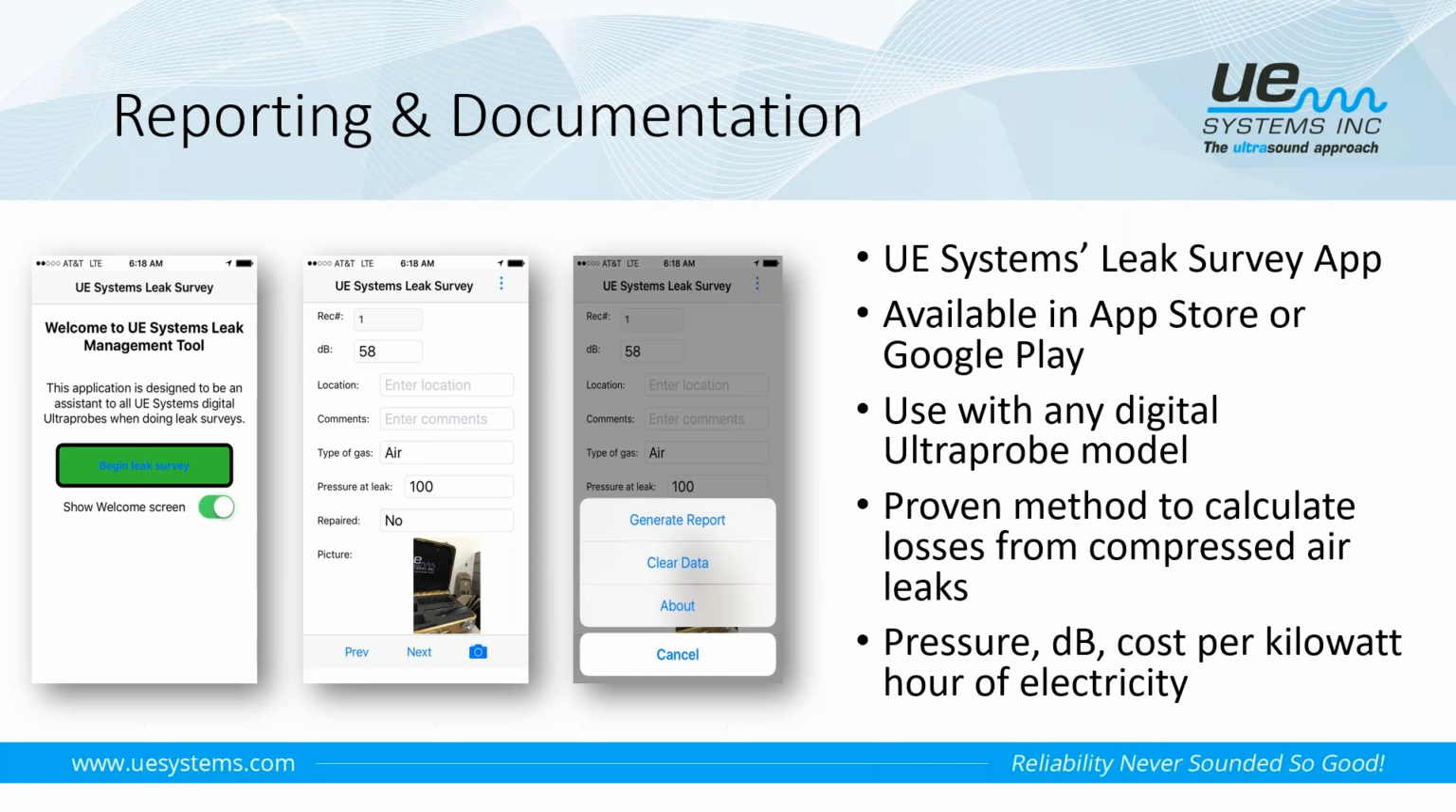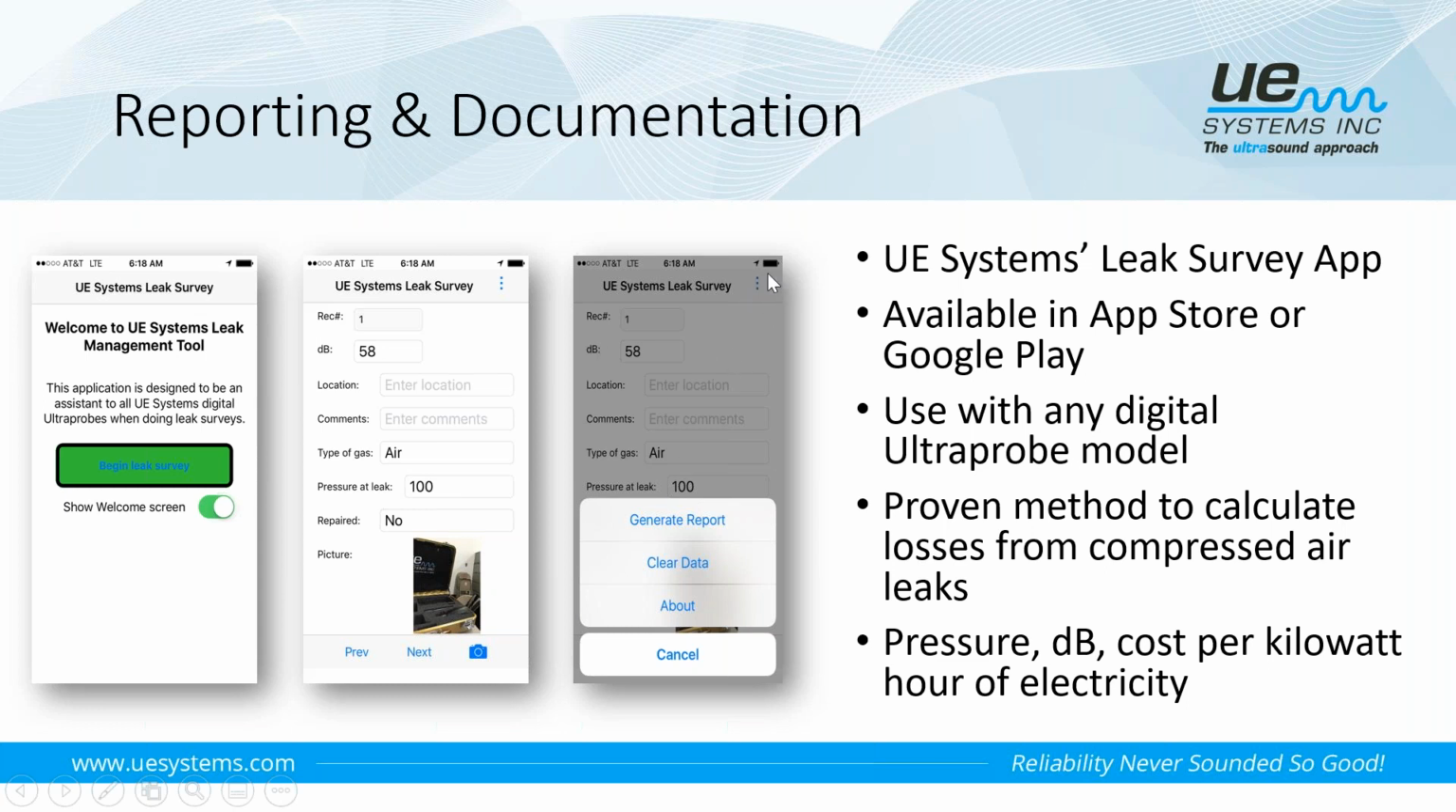So, for example, if you're using nitrogen, you would just rename "other" and call it nitrogen, and now you've got it set up for a different type of gas. We'll enter the pressure, ideally the pressure at the leak. The air may start out at, say, 110 psi, but where it's actually being used, it may be regulated down to 75 psi. So we would want to note the pressure at the leak, and then we can take a photo of that leak.